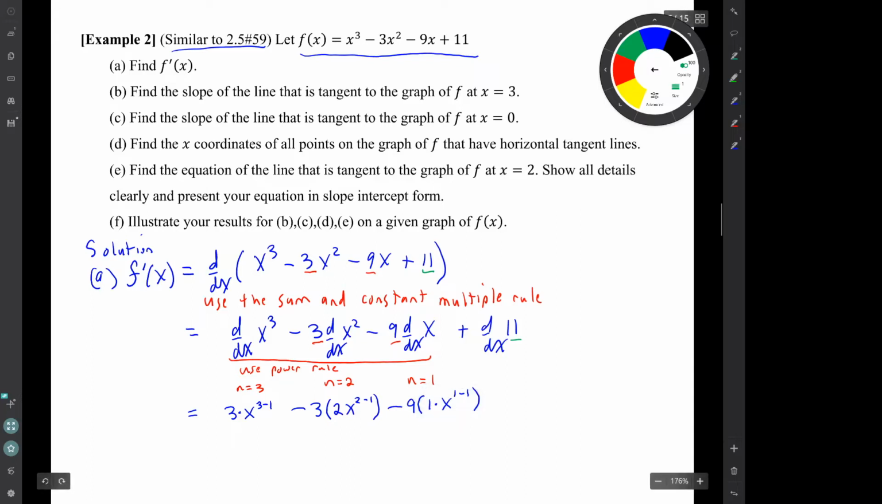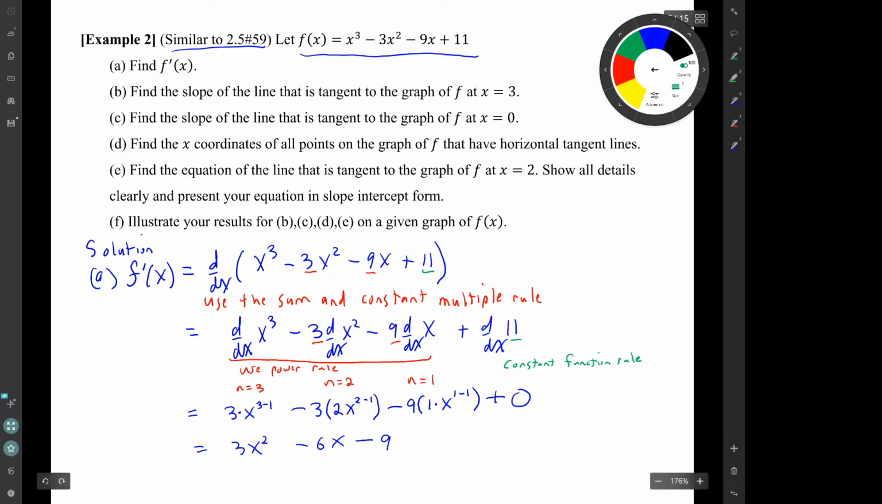Now all of those exponents are pretty easy computations, but I don't do them in this line. I do them in the next line. Finally, our last term is an easy derivative. Using the constant function rule, we can see that the derivative of 11 is 0. Now let's clean up, and we get that the derivative is 3x squared minus 6x minus 9.